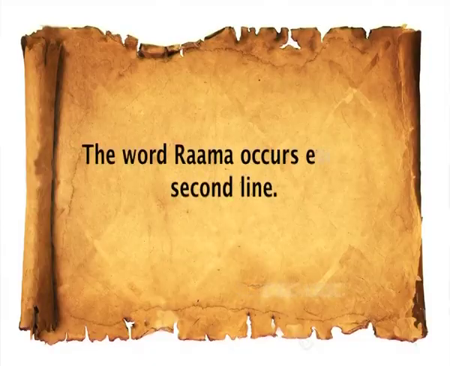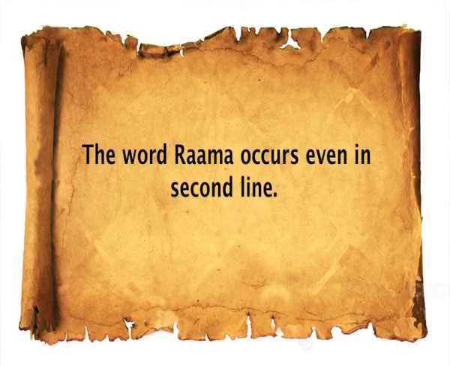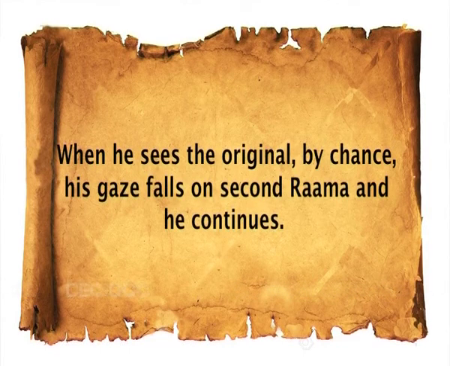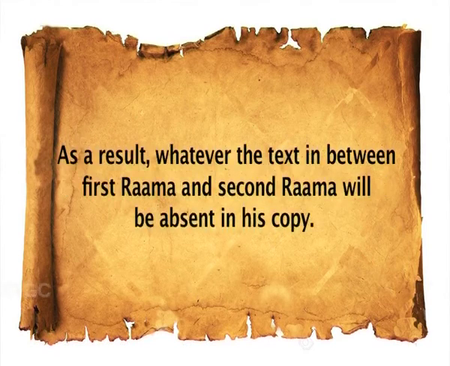Let us talk about a manuscript in which the first line has the word Rama. The word Rama occurs even in the second line. The copyist, while copying the text, writes the first Rama. When he looks at the original again, by chance, his gaze falls on the second Rama and he continues. As a result, whatever text is in between the first Rama and the second Rama will be absent in his copy.